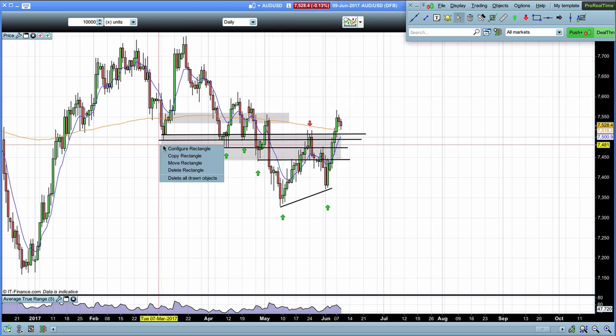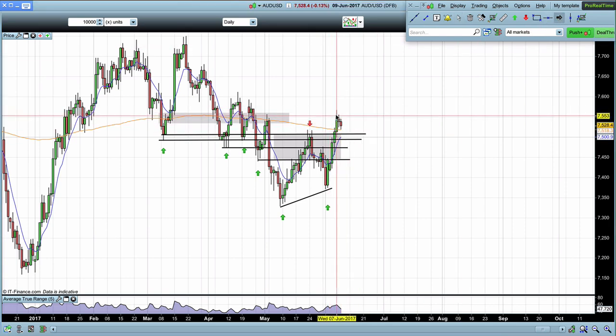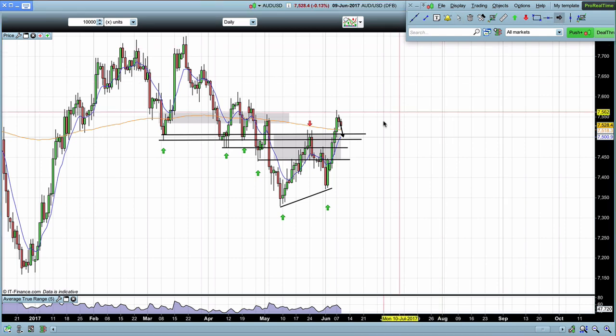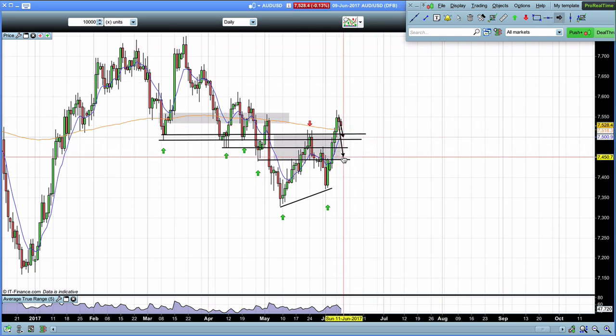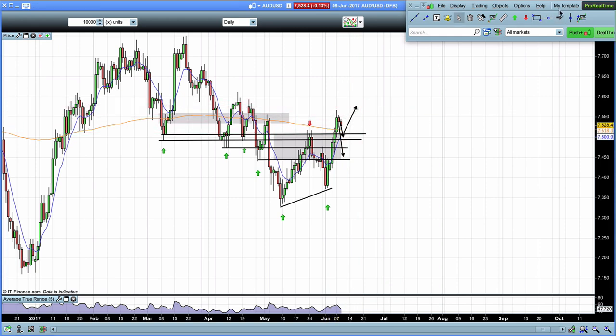And just get rid of the rectangle. If we see the market pulling back into these levels, more than happy to look for that potential continuation to the upside. Now, if we actually look at this on the 4 hour, it's a little bit easier to see.